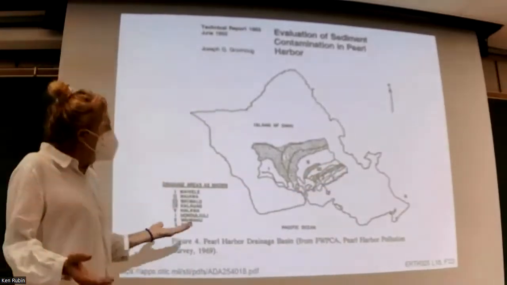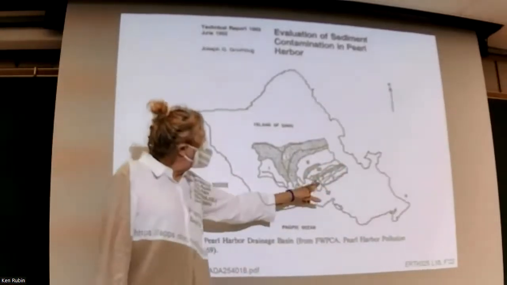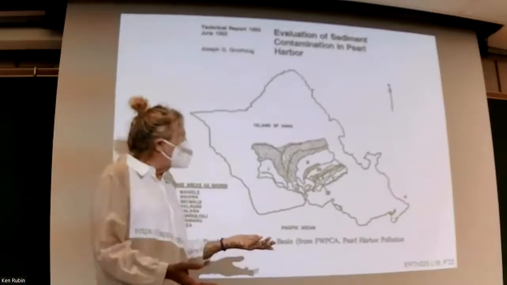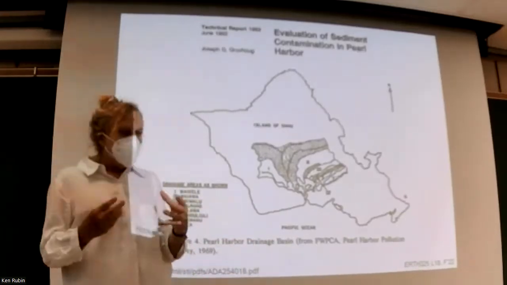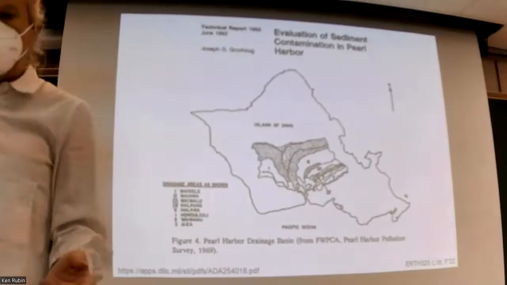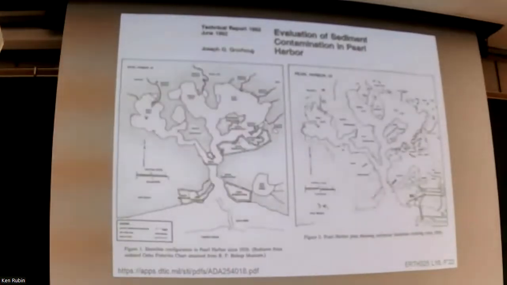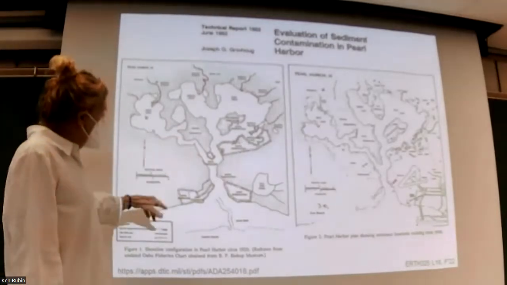So you might anticipate you're going to get different particles coming in over here than over here, and that is true. That's what's been found. Not only the nature of the particles, but what's stuck to the particles varies as well. And this is just a detailed map of the configuration of the harbor.